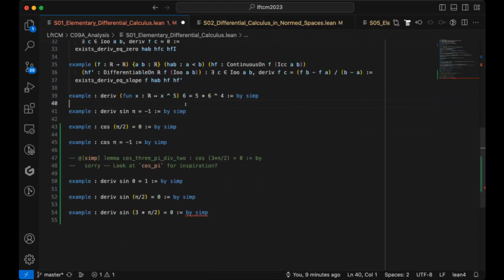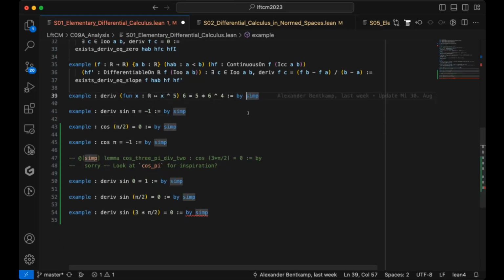Okay, so there's a limited amount of almost computation that you can do, right? We've written a few simple lemmas like, what's the derivative of x to the n? So here we have a situation where we have the monomial x to the 5, and we're looking for its derivative at 6. Well, this is 5x to the 4 evaluated at 6, so this is this number, and indeed, we're able to discharge that.